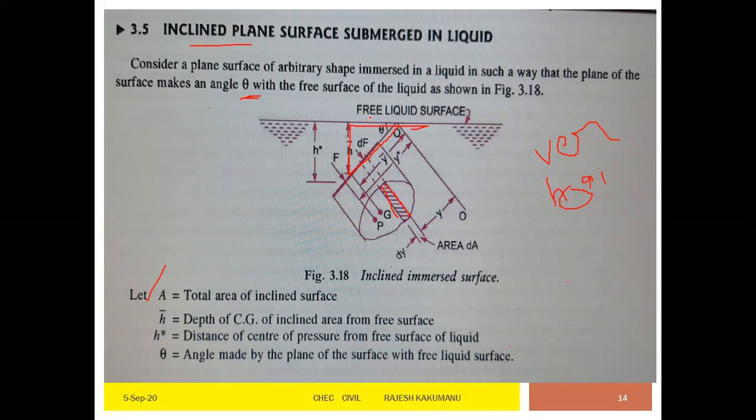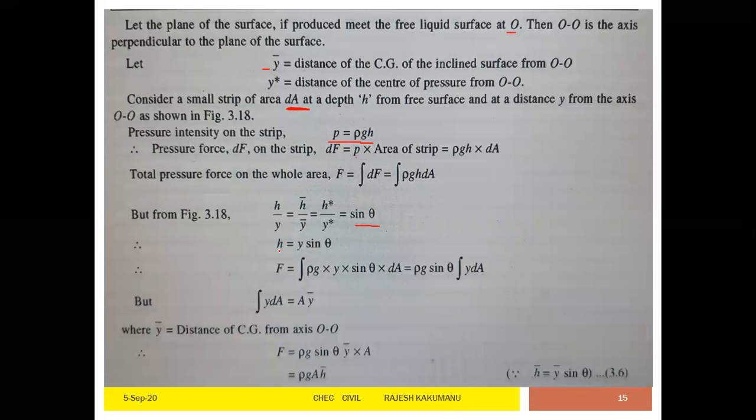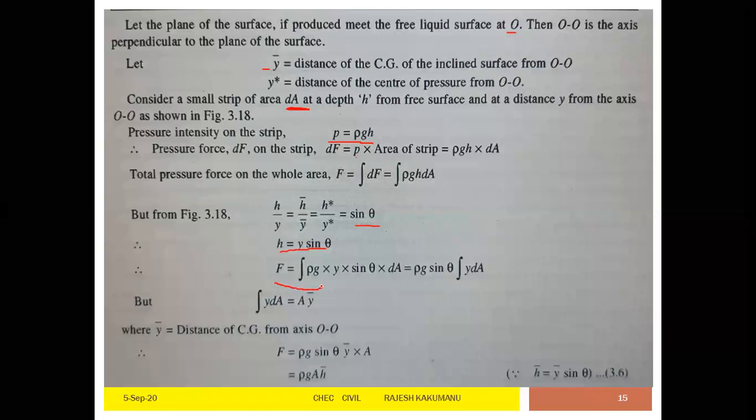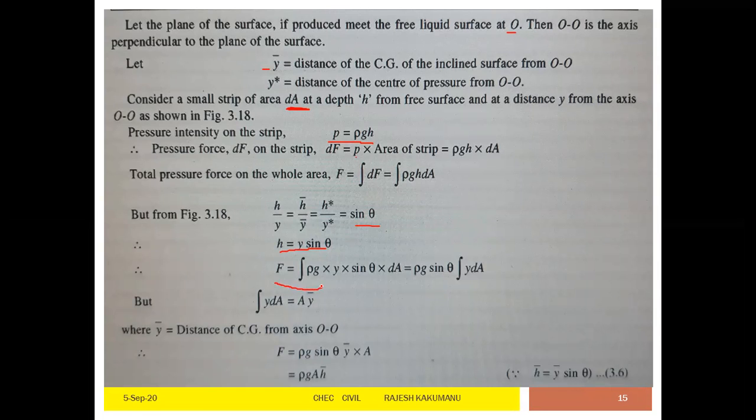automatically you are taking sine theta. Why? Because it is opposite side by hypotenuse. So you are taking sine theta. Therefore, h equals y sine theta. Similarly, h dash equals y dash sine theta, and h star equals y star sine theta. Then F equals the integral of rho g y sine theta dA. So take h as y sine theta, y sine theta into dA.